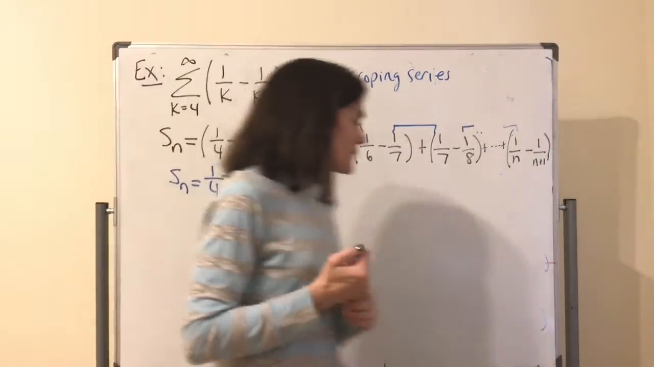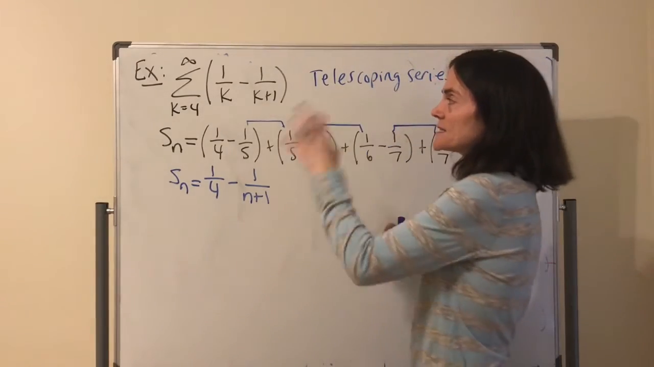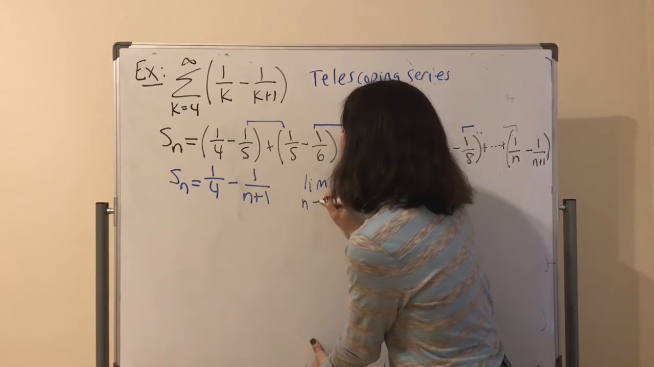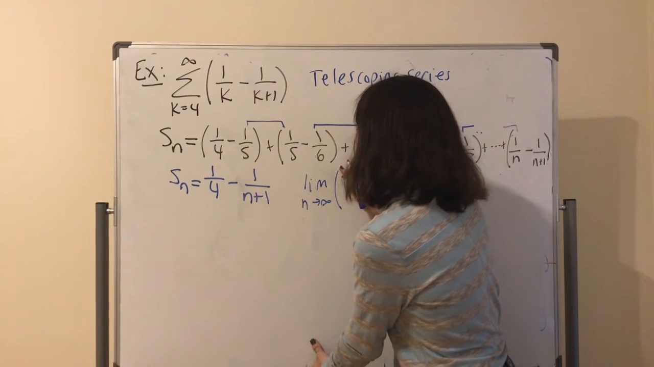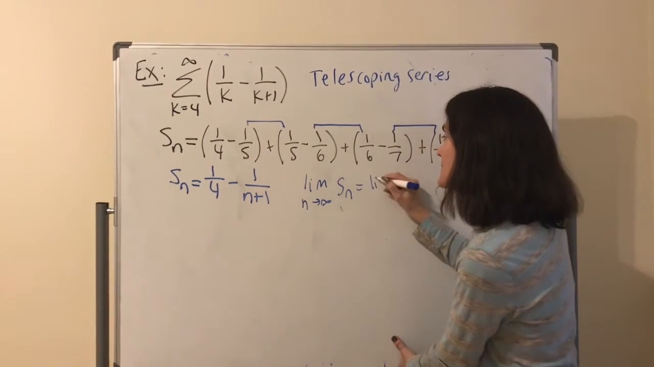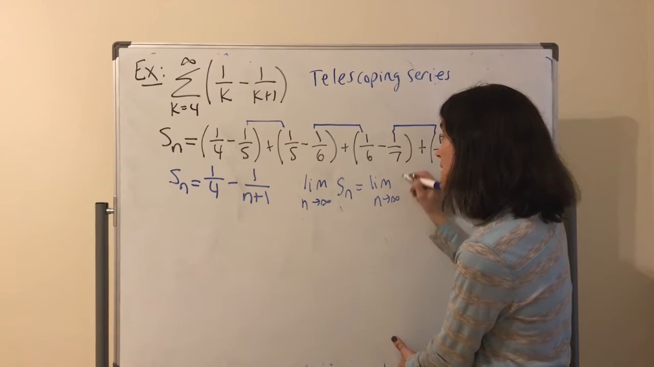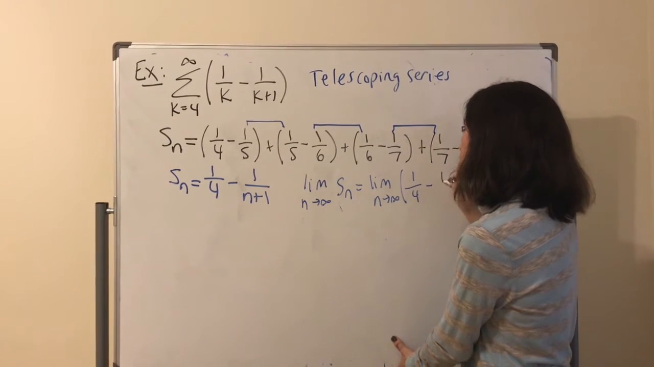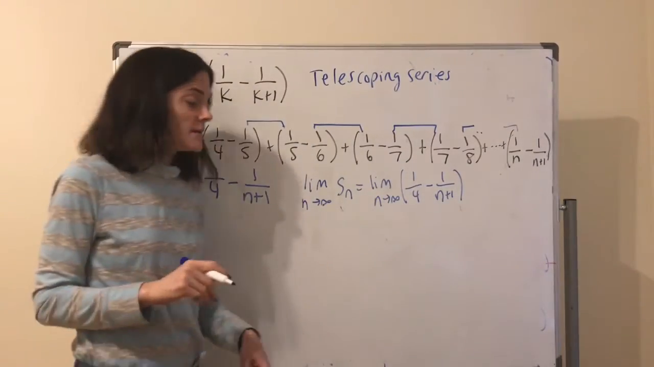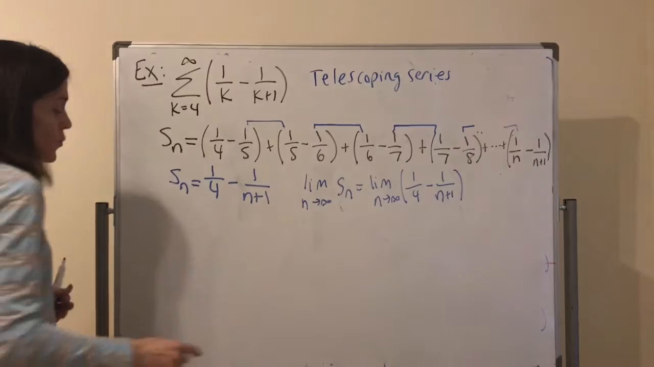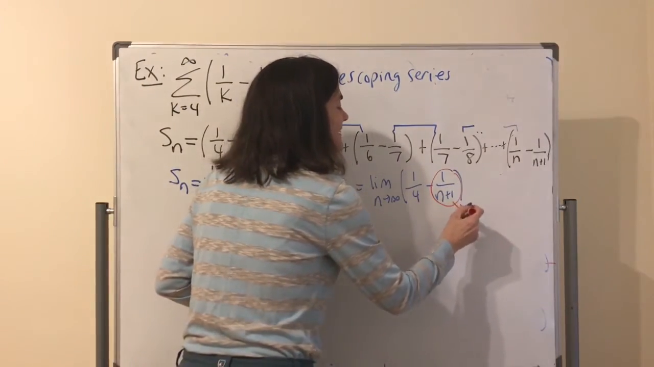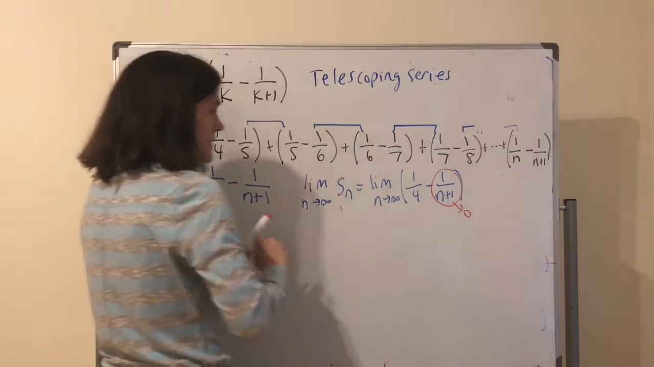Okay, now we can figure out if the series converges or diverges because I can calculate the limit as n goes to infinity of the partial sum. Maybe I'll write that in 2 steps. The limit as n goes to infinity of Sn is the limit of 1 over 4 minus 1 over n plus 1. And this limit is quite straightforward to calculate. 1 over n plus 1 goes to 0, this part. And 1/4 is just a number. This limit is 1/4.